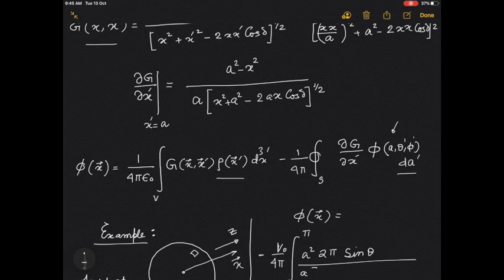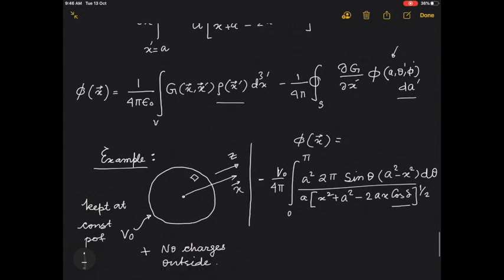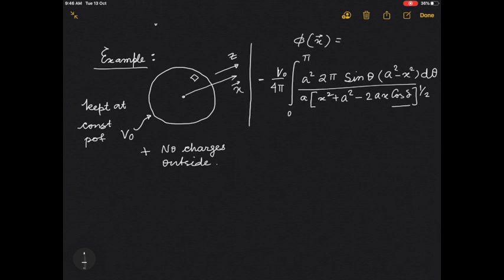So del G del x prime is what I have to write, which is given here. So a x square plus a square minus 2ax cos delta to the power half, and here I have a square minus x square, and d theta. See, it's cos delta over here, so I have to figure out what that is. That is not done yet.